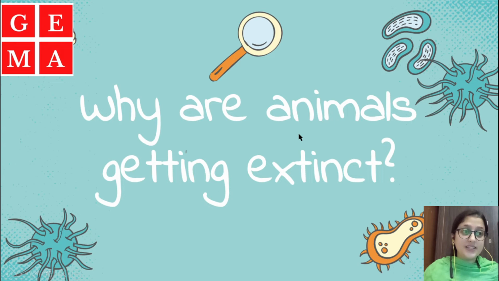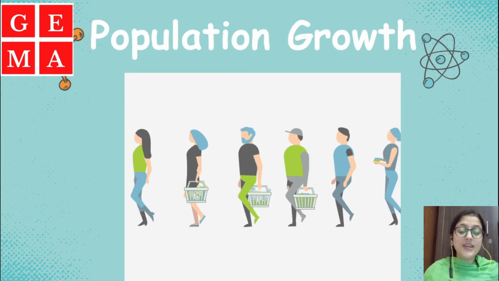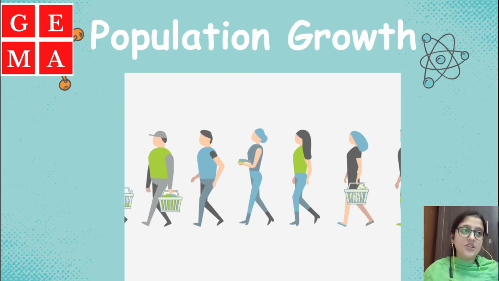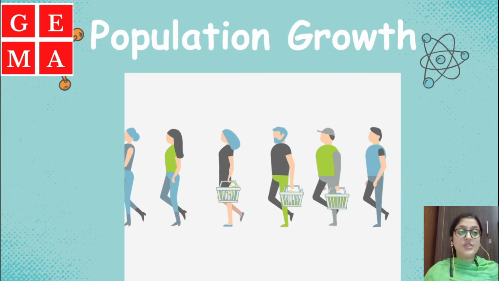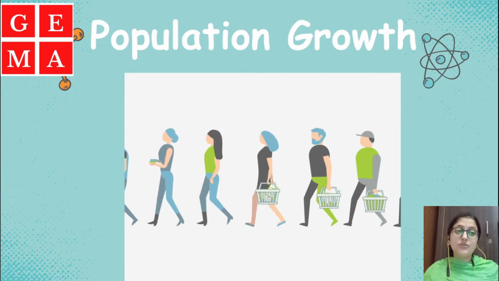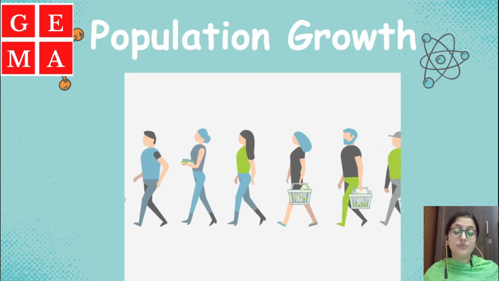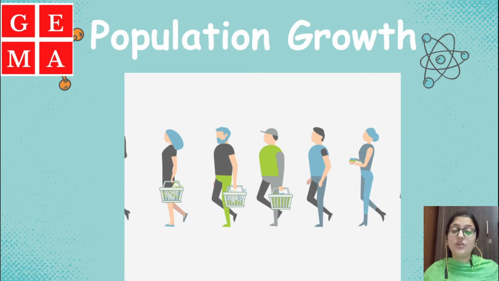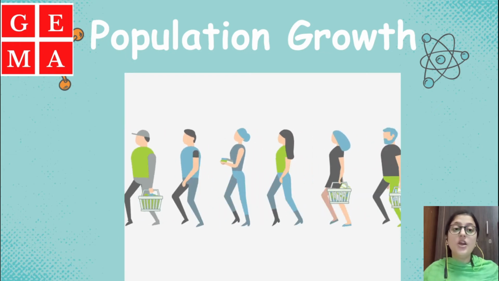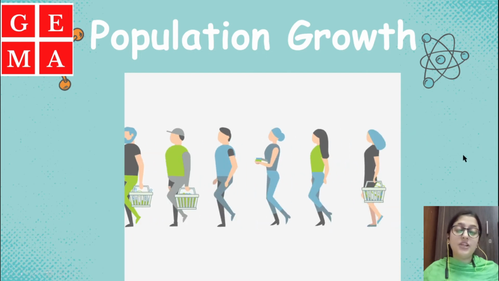Now coming to the reasons why animals are getting extinct. First of all is population growth, okay? Population growth is actually causing the extinction of animals. As the human population is increasing, we need more space to accommodate more humans, so we need to cut down forests and occupy the lands of animals. So one reason is population growth.